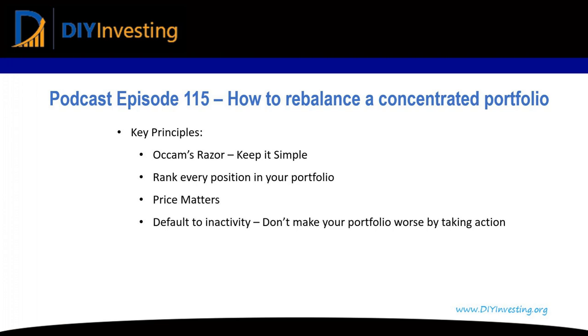And the key here is don't sell your best idea to buy your worst idea. Don't sell number 1 to rebalance into number 2, 3, 4, or 5. You only rebalance in the direction of getting better. So you can sell idea number 4 to buy idea number 2, but you can't sell idea number 2 to buy idea number 4. What this helps me to do is it uses that 4th principle. Don't make your portfolio worse by taking action.